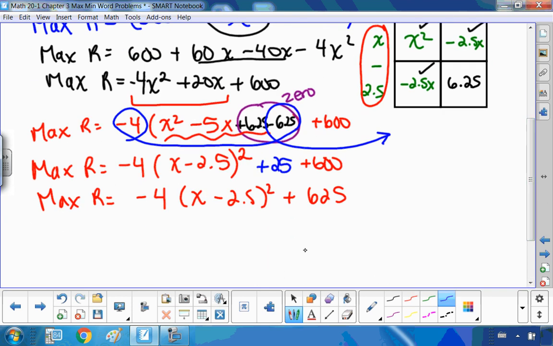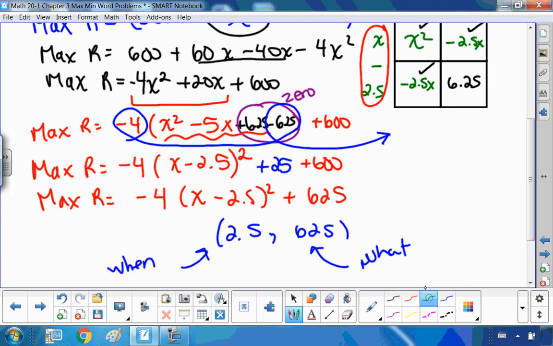Now let's state our vertex. Opposite on the inside, straight up on the outside. This is when my max or min is, and this is what my max or min is. So since I have a negative leading coefficient, I know that my parabola opens down, so I have a maximum. And what that maximum is, is the maximum revenue. So the maximum revenue is $625. So we increased our revenue by $25.